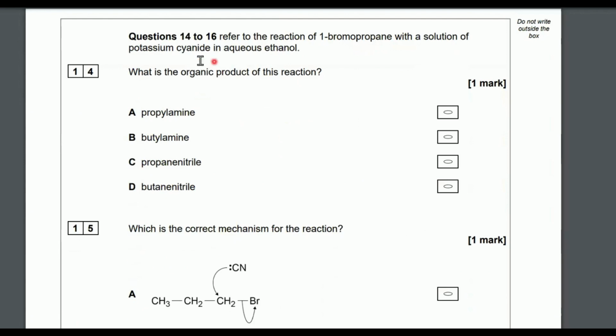Okay, questions 14 to 16 refer to the reaction of 1-bromopropane with a solution of potassium cyanide in aqueous ethanol. What's the organic product of this reaction?